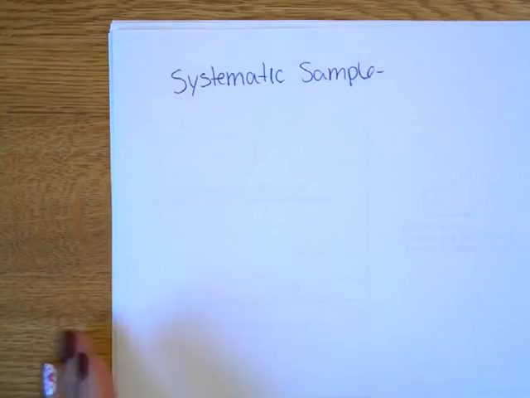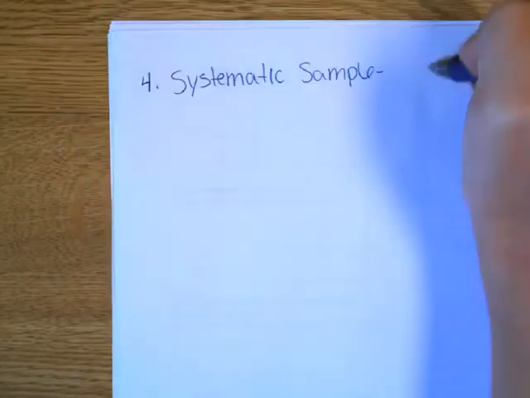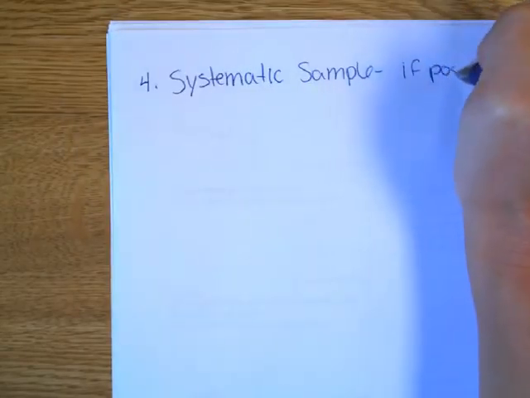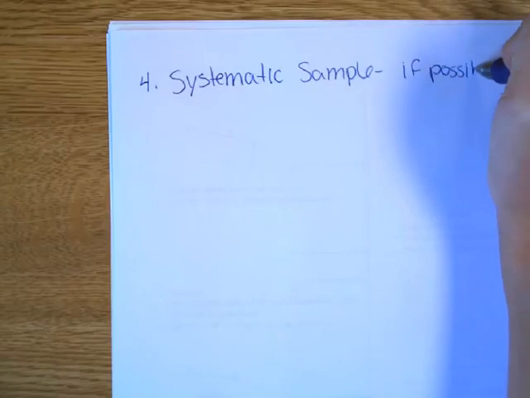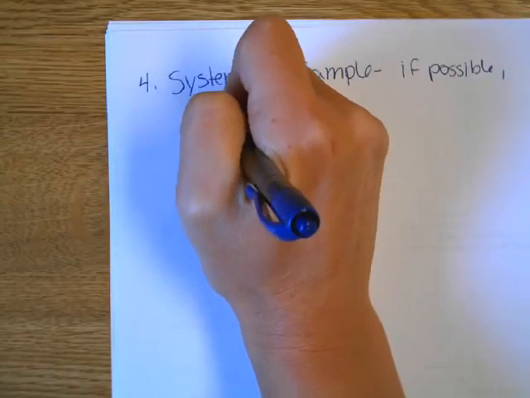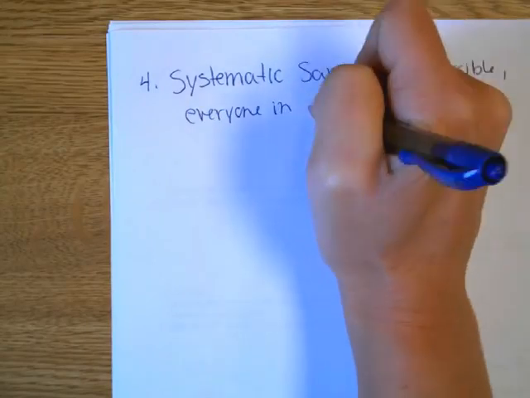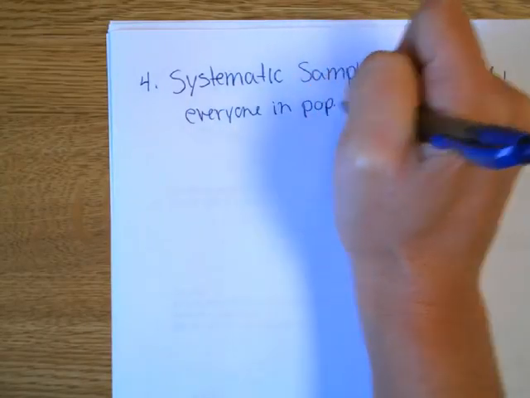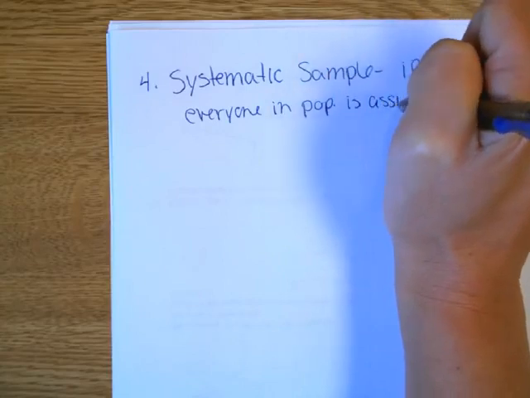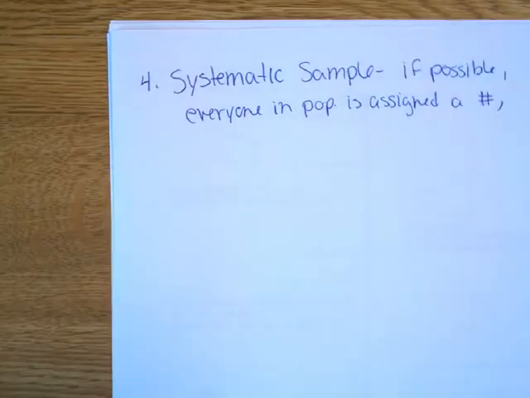Everyone in the population is assigned a number, if possible. Number 4, yep. If possible, because I'll talk about one that you've seen where it's not really possible. Everyone in your population is assigned a number. After that, you randomly pick a starting point.